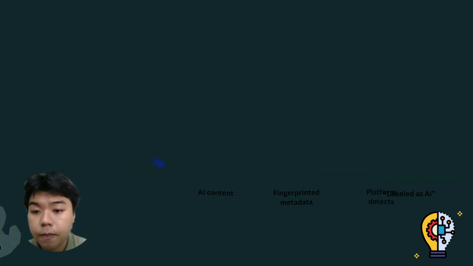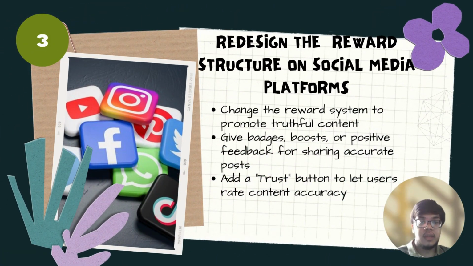Now I'm going to talk about another way to combat the spread of misinformation, which is by redesigning the rewarding system on social media platforms, by changing how the content is being promoted on social media. Instead of prioritizing likes, shares, and comments, the system should reward users for sharing truthful and accurate information. This can include giving badges, algorithmic boosts, or positive feedback to the users who consistently post reliable content.